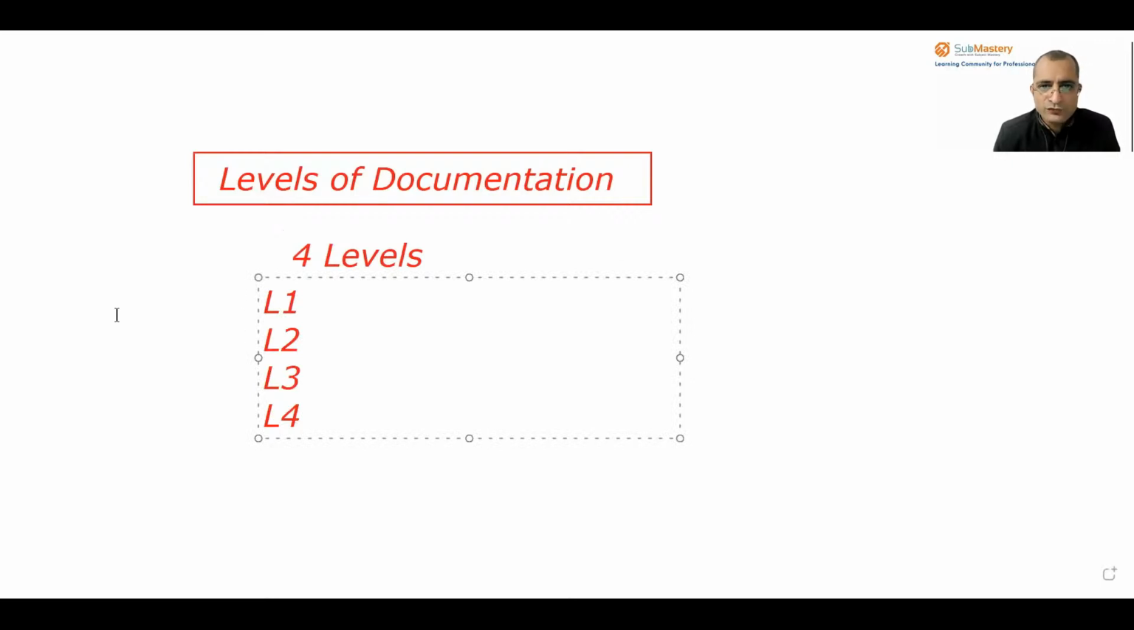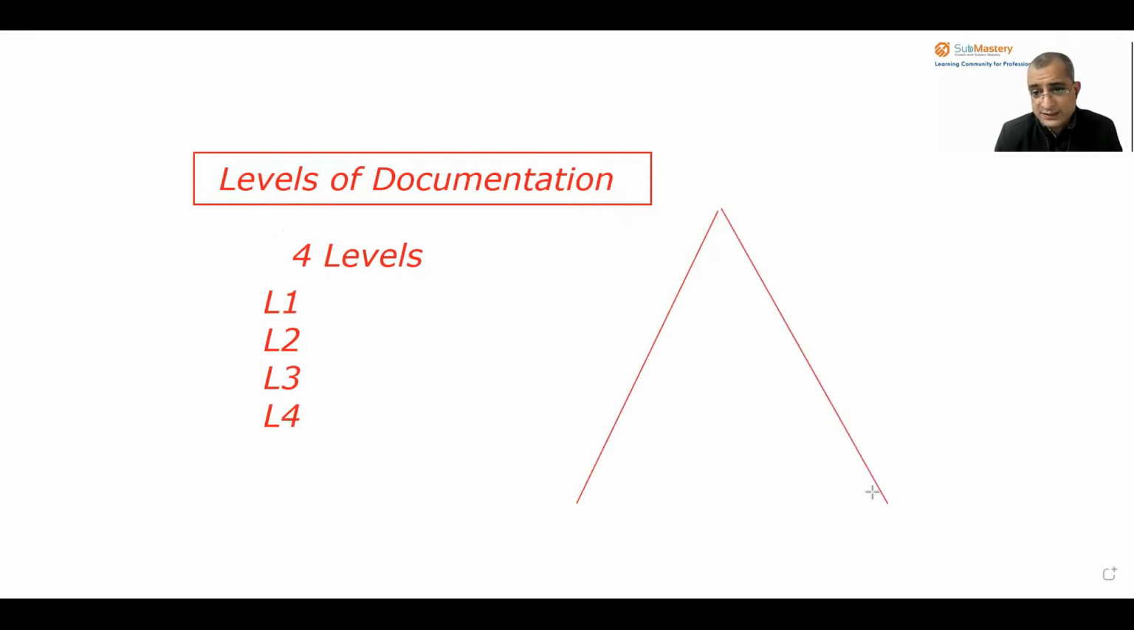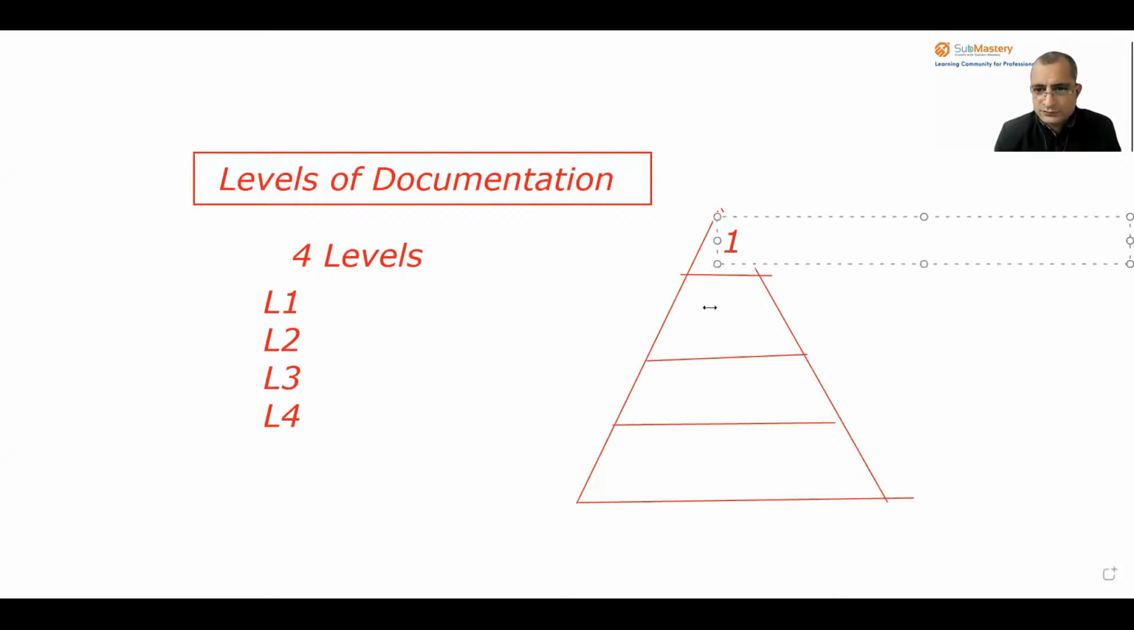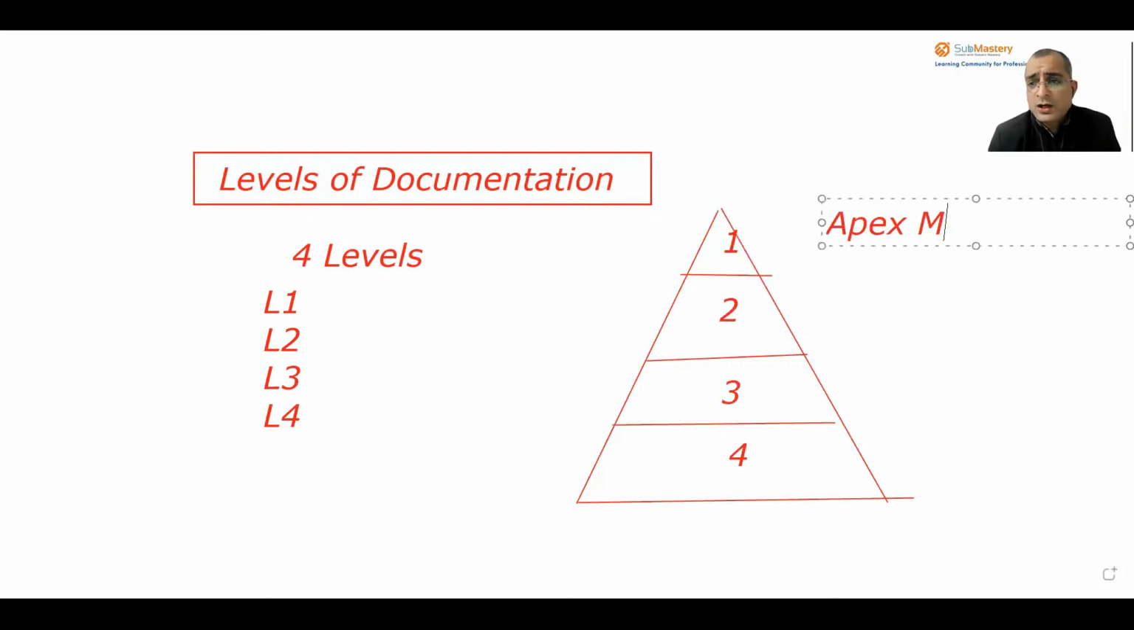Basically, you make this kind of structure. You say that these are different levels of documentation: level 1, 2, 3, and 4. Now what are these? Level 1 is an apex level document, or an apex manual.